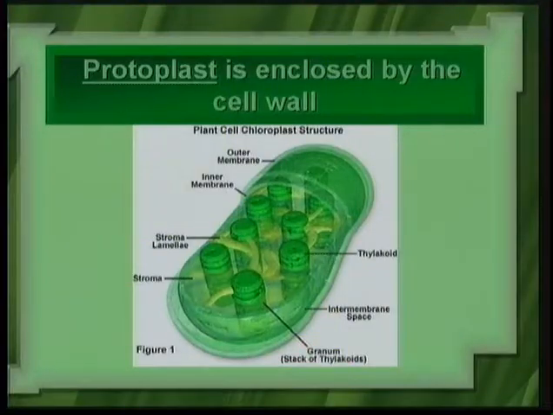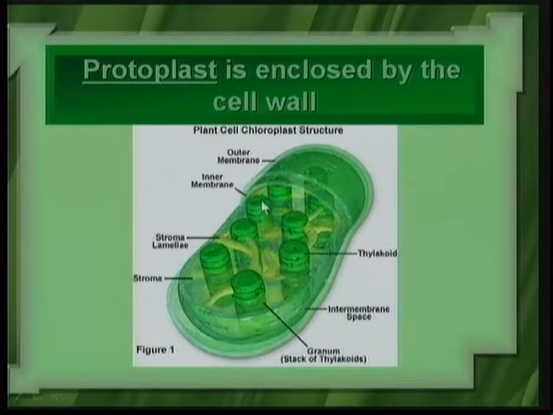Here we have a beautiful image of a chloroplast. You can see that the chloroplast has an outer membrane. You also have an inner membrane of the chloroplast. Outer membrane and inner membrane. So a chloroplast has a double membrane around it.